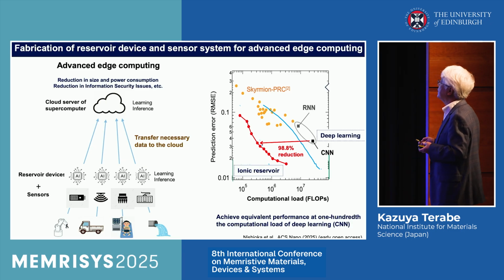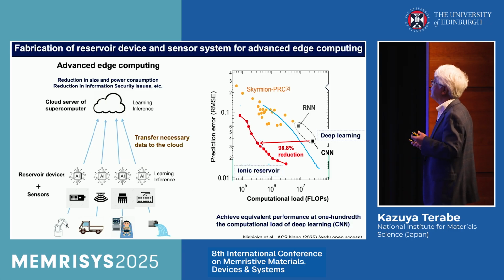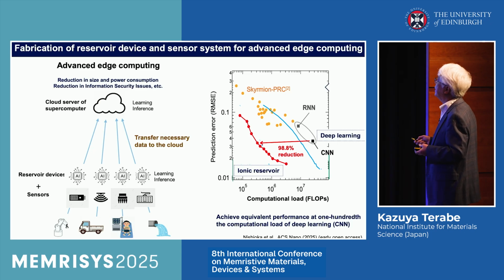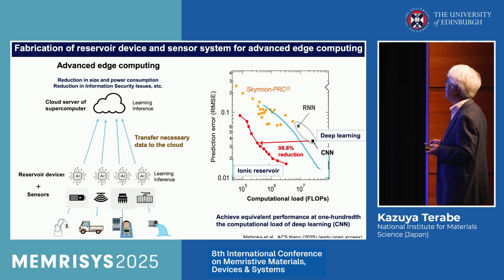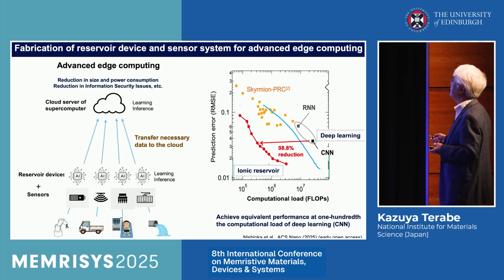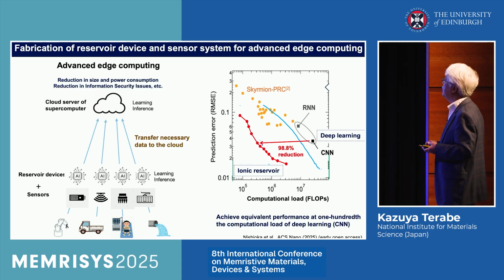Recently the reservoir device performance has improved so much. This shows prediction error, which means the performance, and this is the computational load. With deep learning, the prediction error is low, so performance is high, but the computational load is very high. Compared to such deep learning, reservoir computing has equivalent performance, but the computational load is very small. So it is very suitable for such an edge computing system.